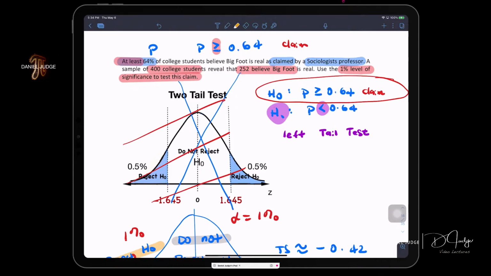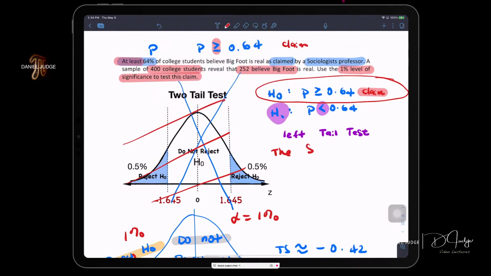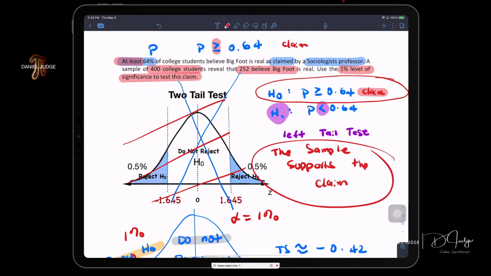What does that mean now about the claim? Remember, there's only two solutions. It's either the sample supports the claim or the sample does not support the claim. Since we're keeping the null, which happens to be the claim, the sample supports the claim. And ladies and gentlemen, this is how you handle this one-tail test.